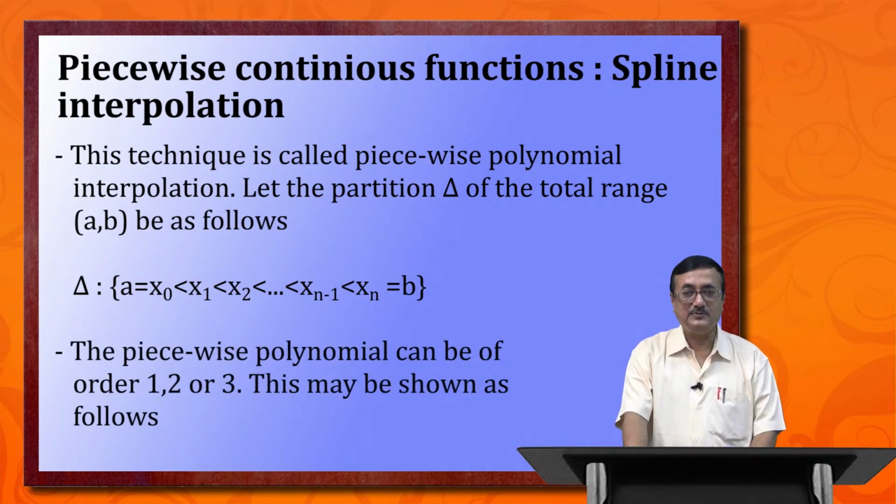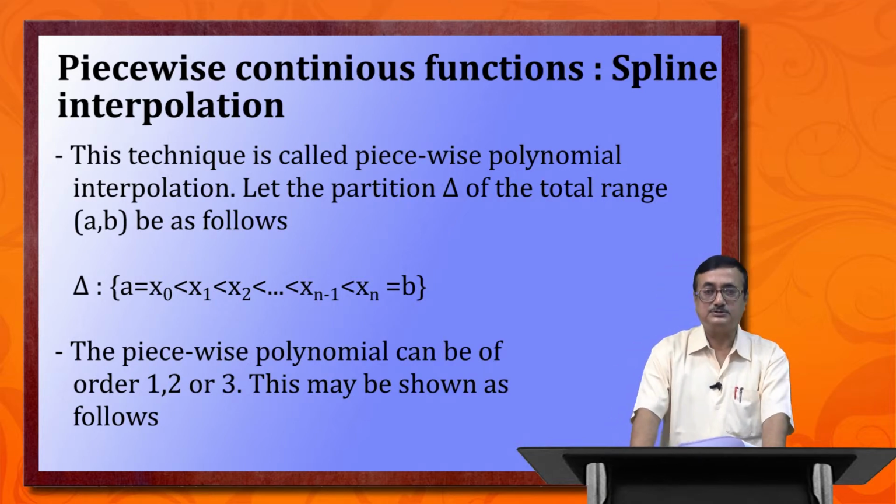The piecewise polynomial curve can be of order 1, that is the linear polynomial, order 2 quadratic polynomial, order 3 cubic polynomial, or more than that.